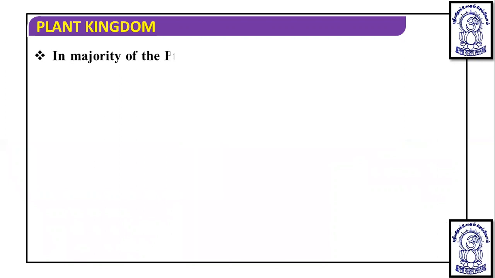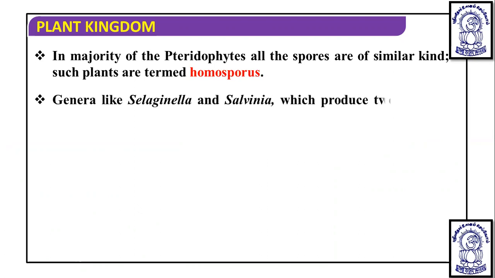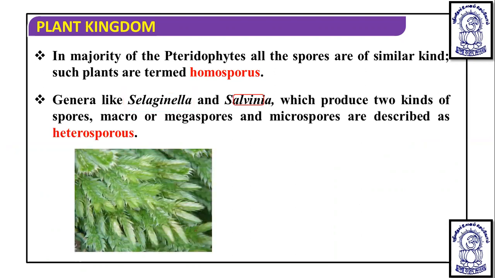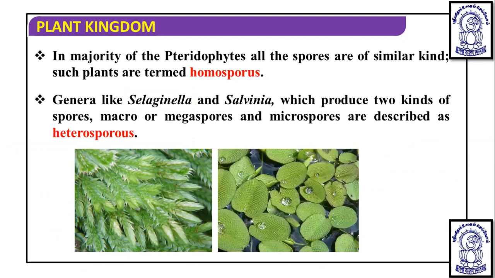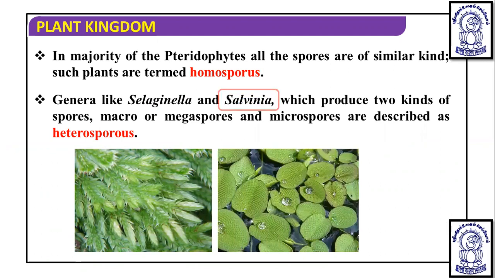Now, in the majority of the pteridophytes, all the spores are of a similar kind, as we have discussed. They are homosporous. Generally, Selaginella and Salvinia produce two kinds of spores. They are heterosporous, but the majority are homosporous. You can see this is the Selaginella, and this is Salvinia.